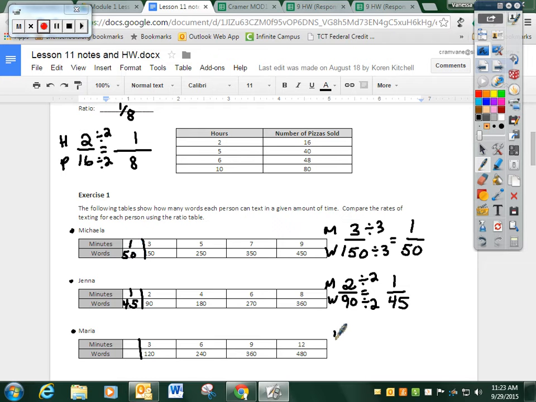Okay, and let me do the last one. Minutes per words. Maria can do 3 minutes, 120 words. These are both divisible by 3. If I scaled this down, I would see that Miss Maria can, in 1 minute, type 40 words. Okay, so, it's texting actually. So I guess that's a form of typing. Miss Michaela is the fastest typer, followed by Miss Jenna and Miss Maria.